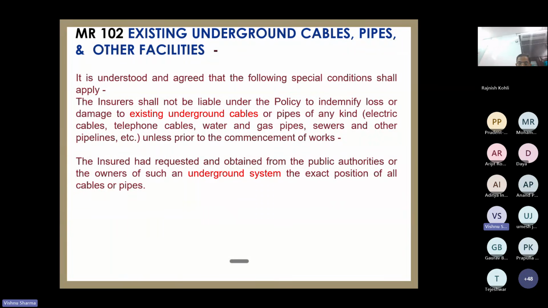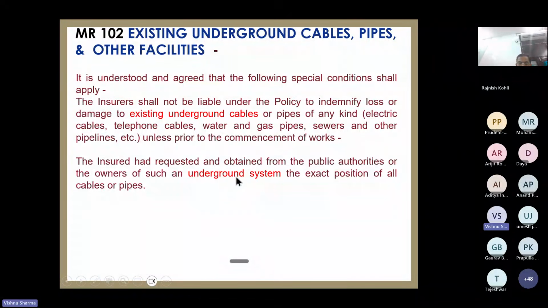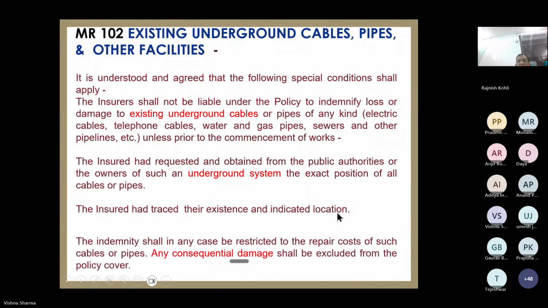He has made efforts, okay, to obtain the location before digging the trench. Okay, this is one condition. And the insured has traced their existence and indicated location. वो भी उसने कर दिया है.